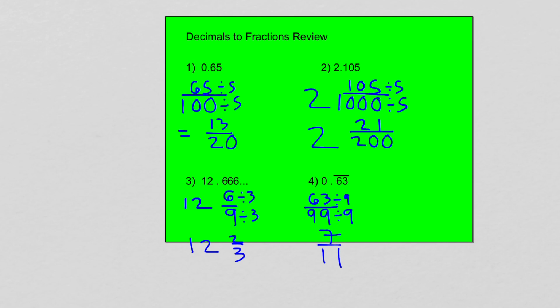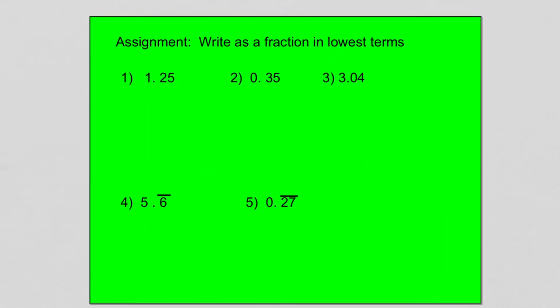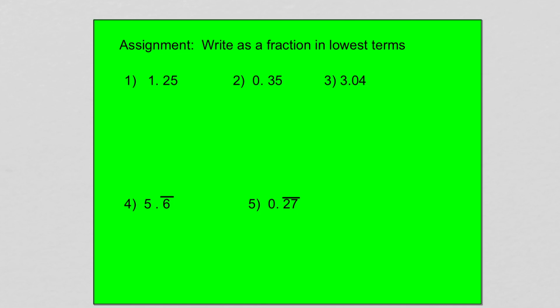So, changing decimals to fractions is the topic today. I'd like you to do these 5 questions in your notebook. The first 3 are terminating decimals, and the last 3 are repeating decimals. We'll correct these 5 questions tomorrow.